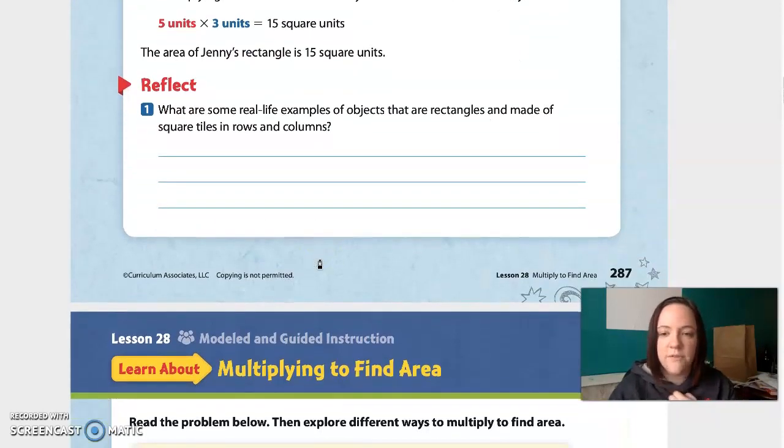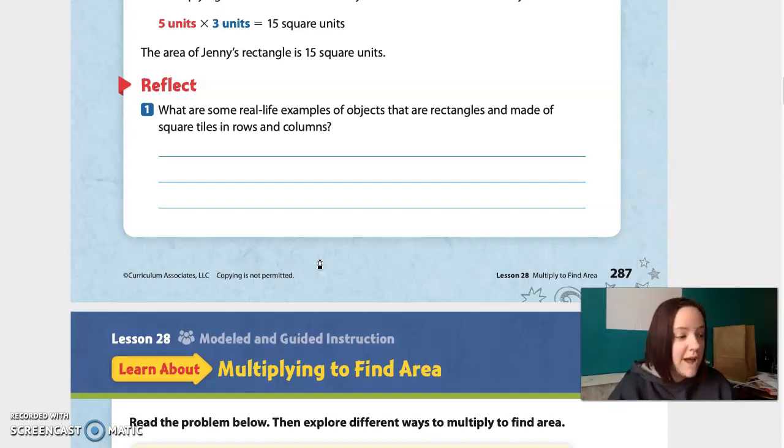All right, so let's reflect. What are some real-life examples of objects that are rectangles made of square tiles in rows and columns? Well, let's think about that. I know we're not in the classroom, but our rug at the classroom has those squares, right? All of those squares make up our rug, which is a rectangle. So we could use that.